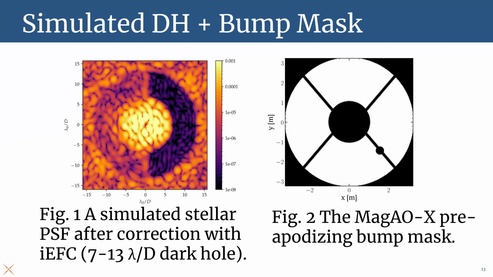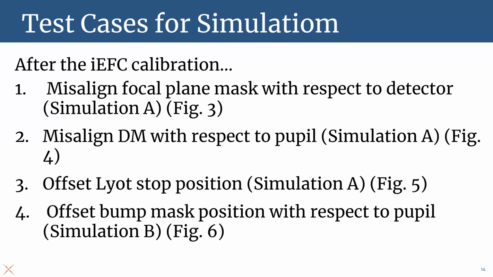Here on the left, we have a simulated stellar PSF after correction with iEFC. And on the right is our pre-apodizing bump mask, which is basically a mask we apply over our pupil to hide a defective actuator.